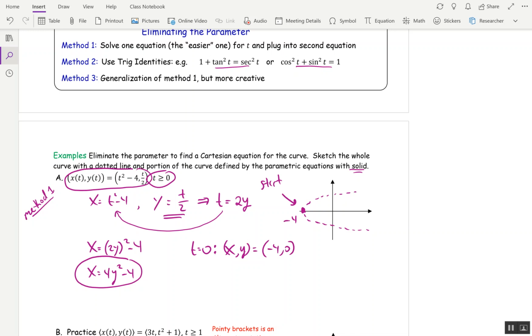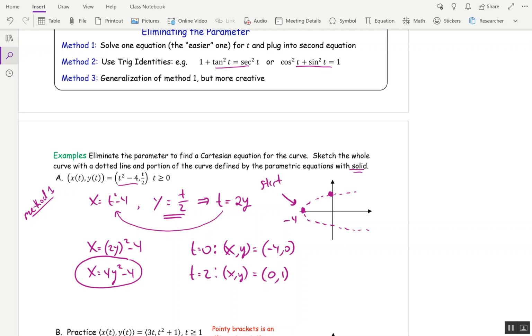Now, I'm either going to go up or I'm going to go down. Well, t is greater than or equal to 0, so pick a number to plot that's bigger than 0, because that's the direction we're going in. If I put t equal 1 in, I'll get fractions, so I'm going to put t equal 2 in. You get x, y is 0, 1.